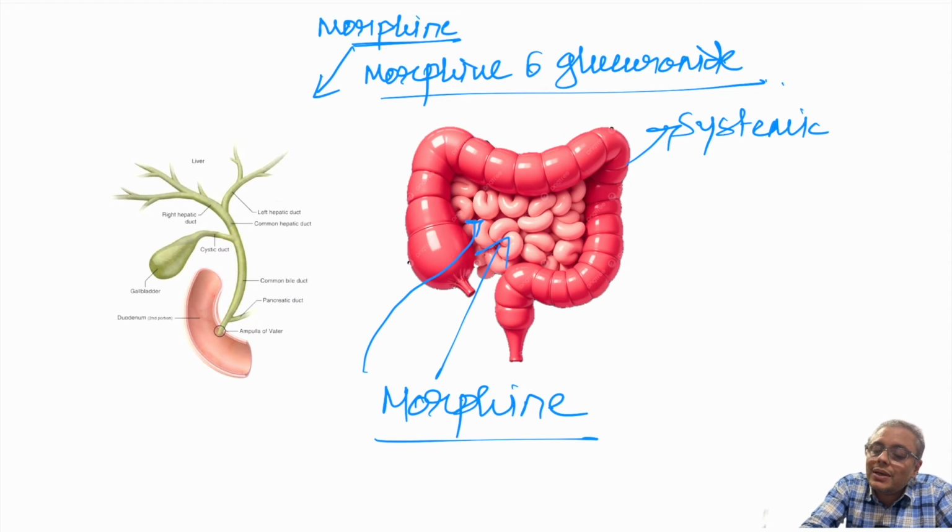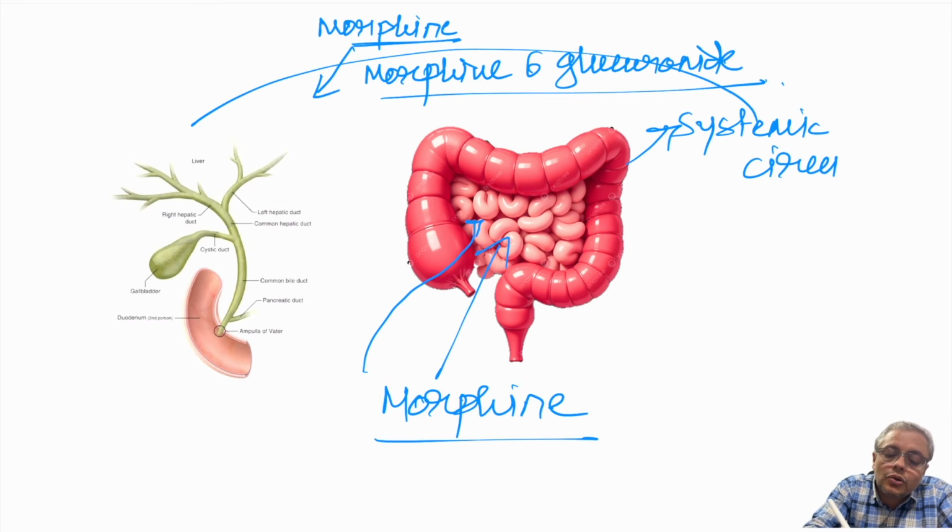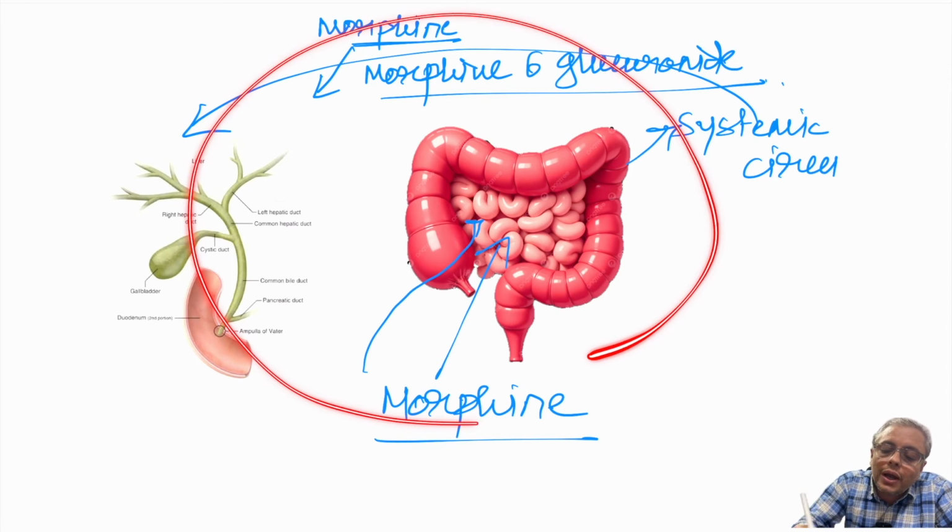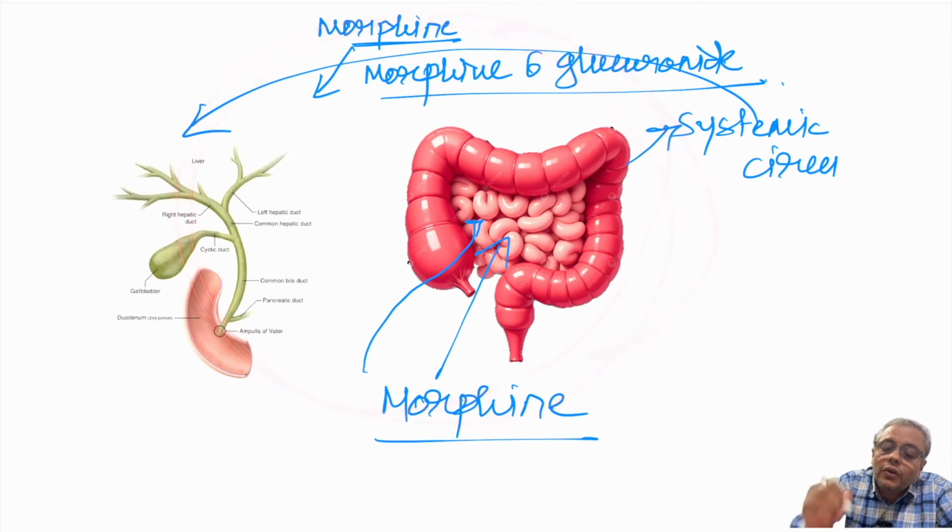From this systemic circulation, again this morphine enters into the liver. Again in the liver, the morphine is converted into morphine 6 glucuronide. Again this morphine 6 glucuronide is secreted through the bile into the small intestine, and this cycle goes on and on and on. But what will happen because of this cycle? The bioavailability and the absorption of the morphine is going to be increased.